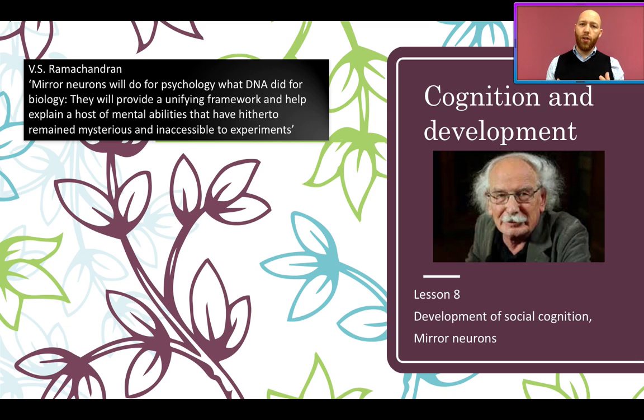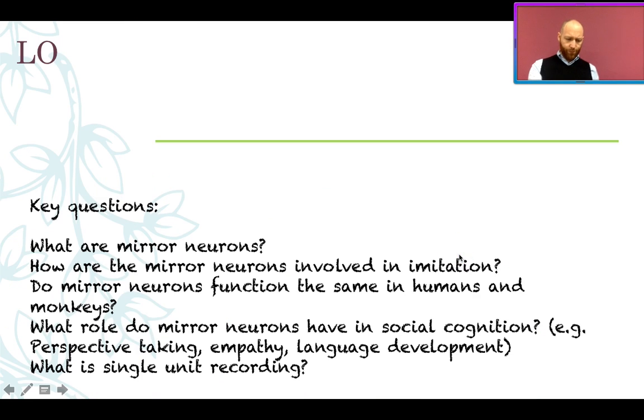Before that, I just want to share this quote from Ramachandran, who says that mirror neurons will do for psychology what the discovery of DNA did for biology. Essentially, he believes that they have the potential to explain all sorts of phenomena within the field.